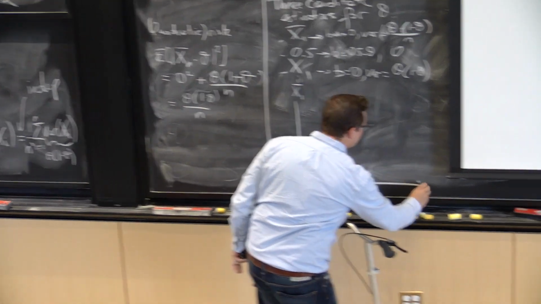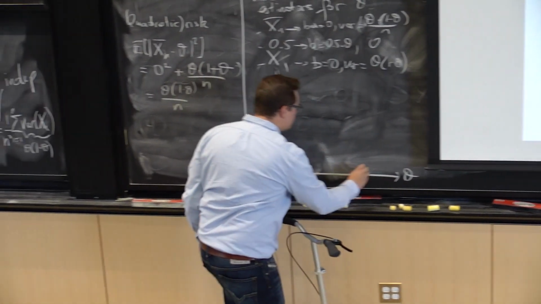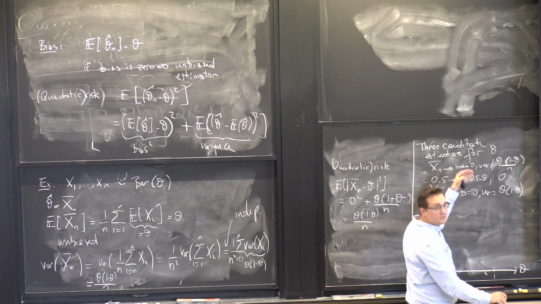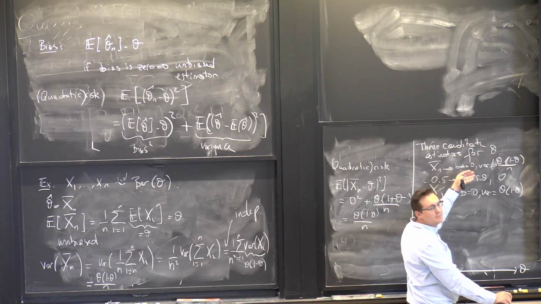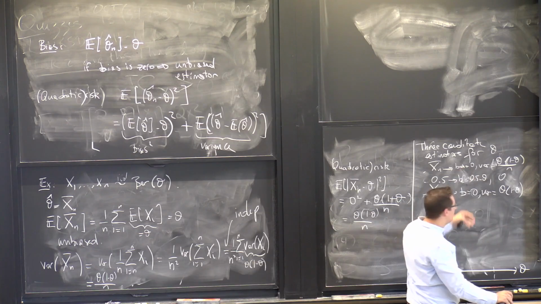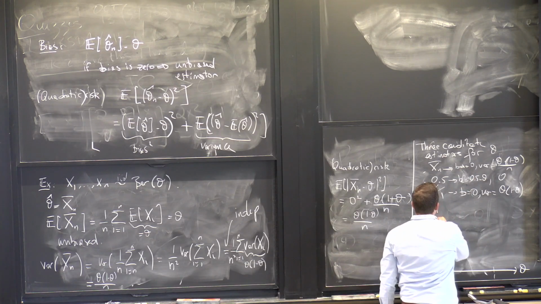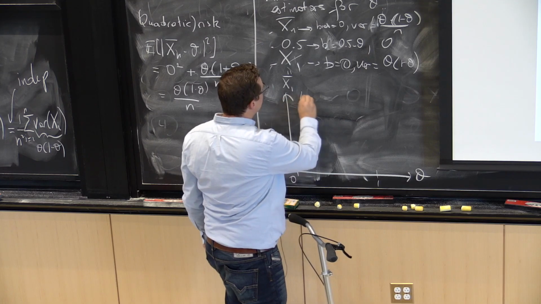Here what I'm going to do is take my true theta, which is going to range between 0 and 1. And we know that those two things are functions of theta, so I can only understand them if I plot them as functions of theta. The y-axis is going to be the risk.